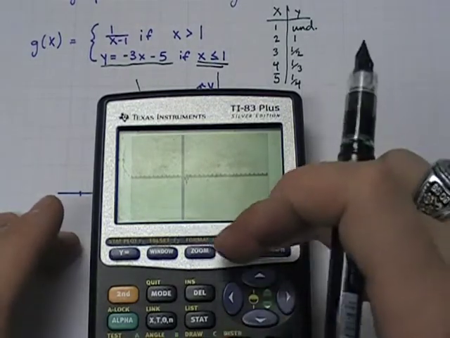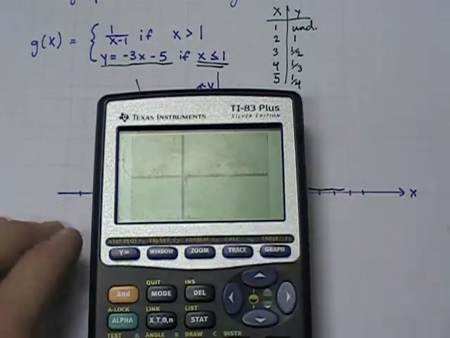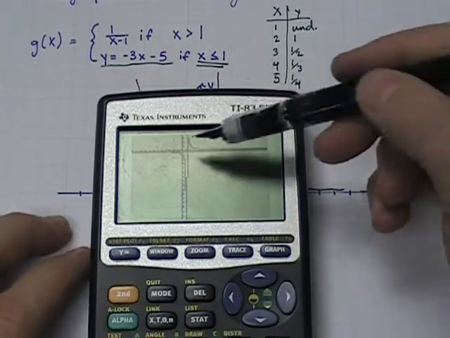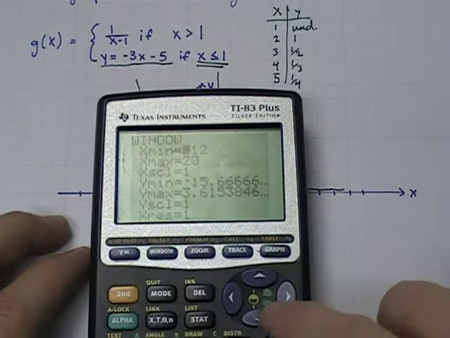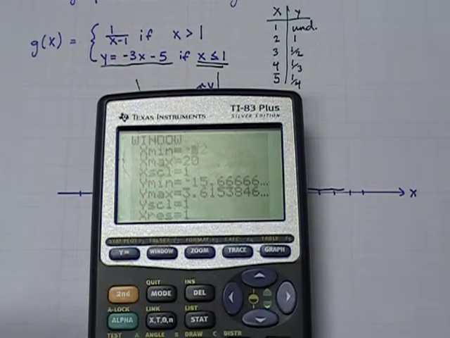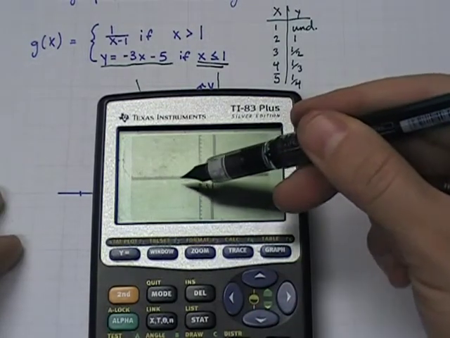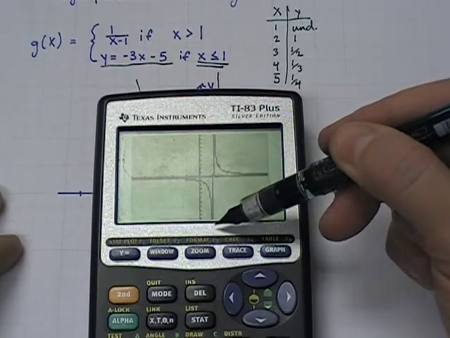And I've got an odd window here, so we can go to zoom standard. Well, let me reset my window to something a little simpler here: -5 and 5, -10 and 10, so that it looks more normal. The graph rides along the x-axis and curves down.